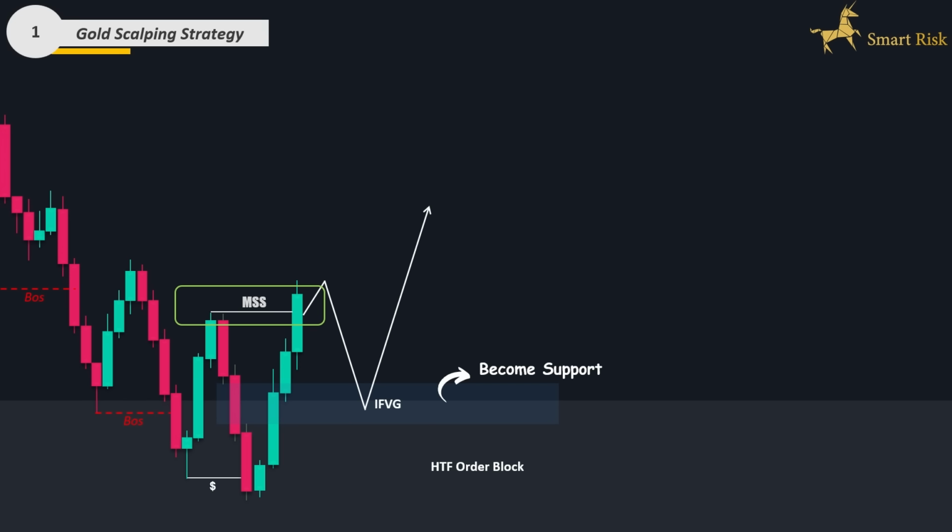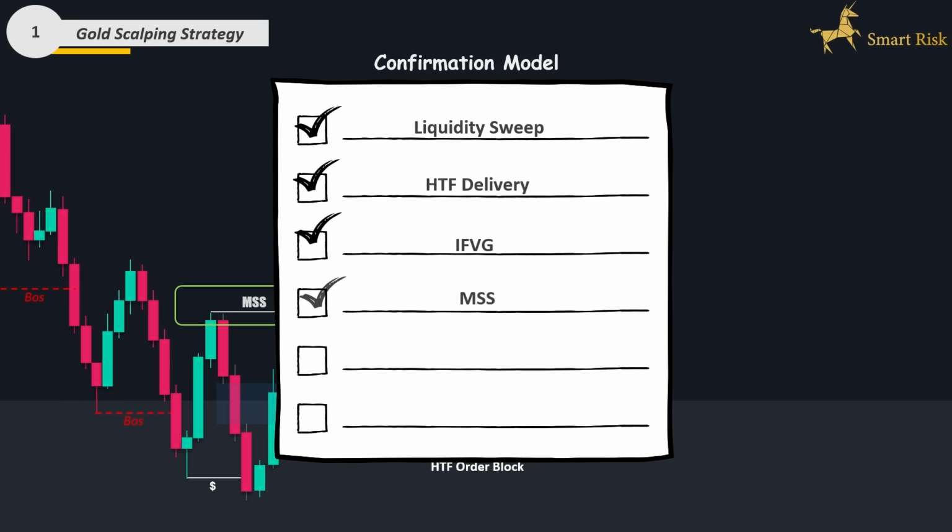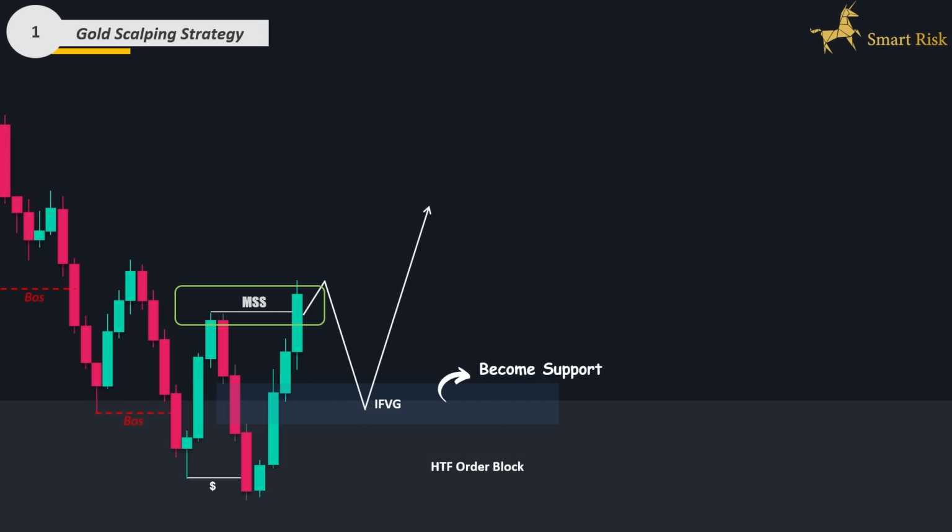For placing an entry using this model, you have two options. But before we go into the details, keep in mind that you can always add additional confluence or confirmation factors to this setup before placing your entry, such as a V-shaped recovery or a change in the state of delivery. However, this is completely up to you, because adding extra confirmations can be a double-edged sword. While it can increase the reliability of the setup, it may also cause you to miss the trade entirely if the market moves quickly. Now let's see exactly how to place our entry.